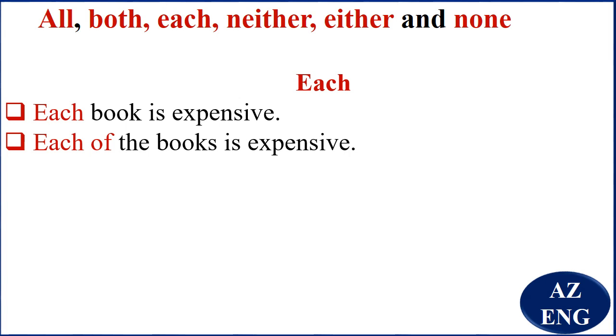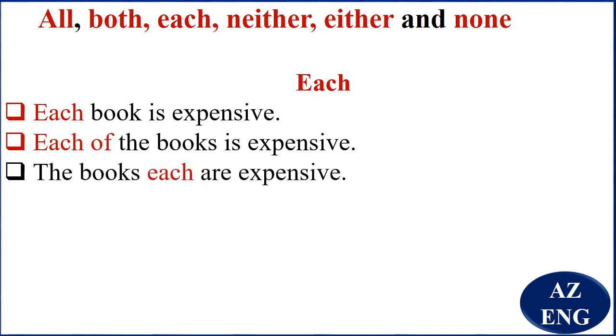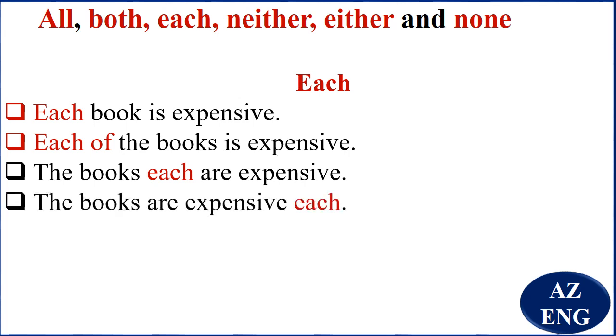Each book is expensive. You are taking one. That one is expensive. This one is expensive. This one too is expensive. So you change it to each of the books is expensive. You are saying the same thing. Or the books each are expensive. So each of them is expensive. Or the books are expensive each.